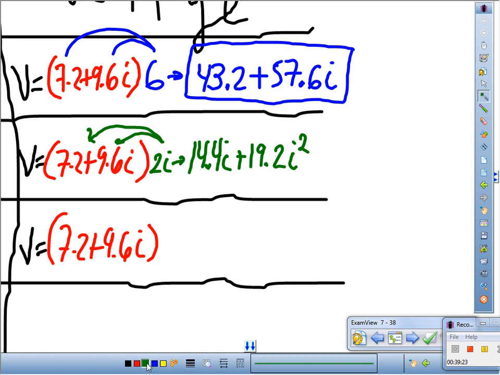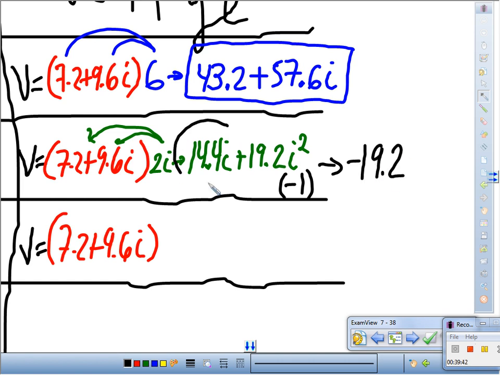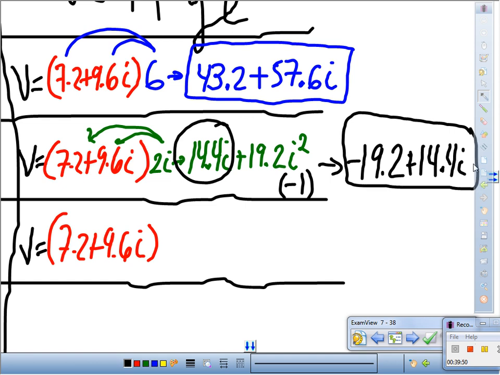However, what's the next step for this one, guys? Underneath the I squared, I want you to write -1. Don't forget to substitute the -1 anytime you see an I squared. And start with this number first. The constant goes first. So what is -1 times 19.2? -19.2. And then at the end, we write the imaginary plus 14.4I. And that's the voltage for the inductor.